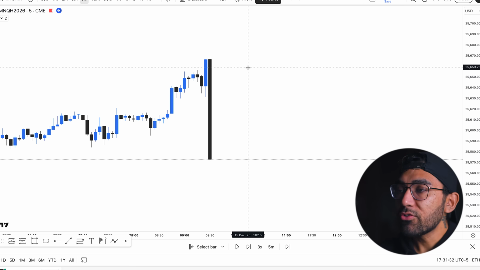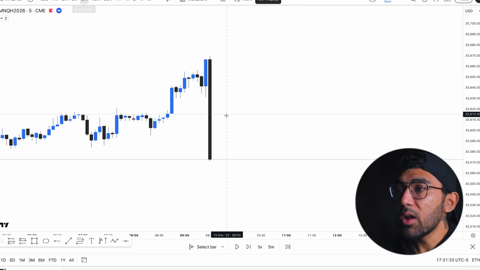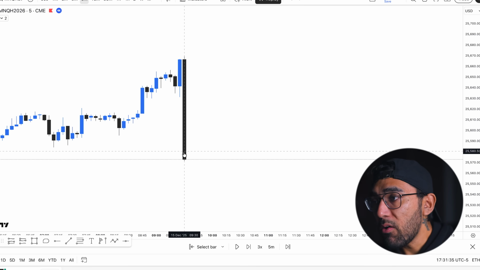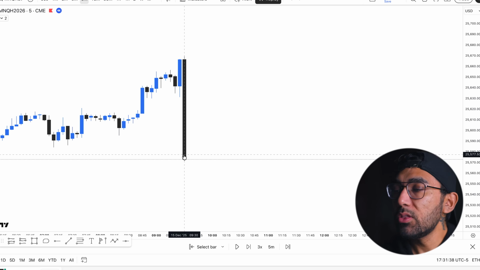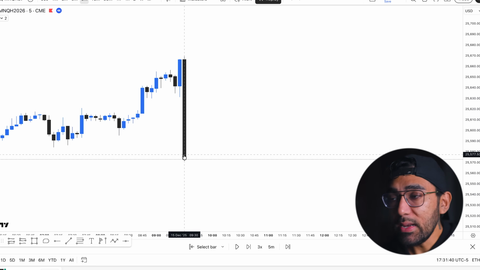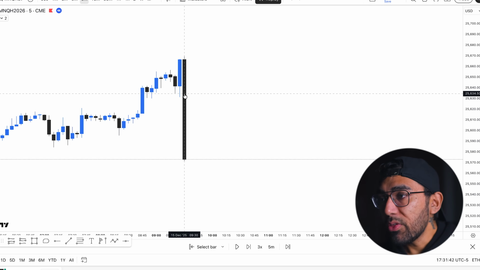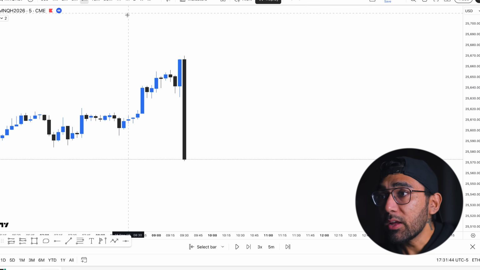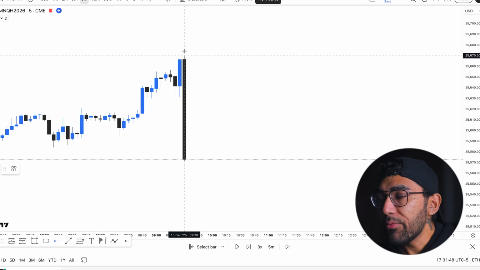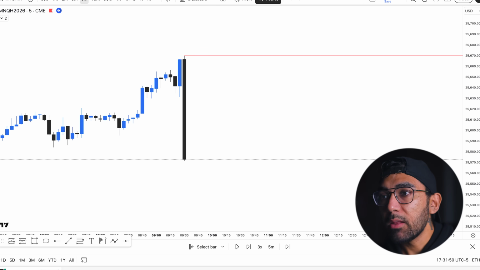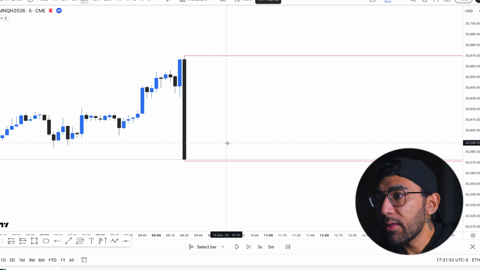So I'm on the NASDAQ chart right now. It's the 5-minute time frame as mentioned. And this bearish candle here is our culprit. It's the 930 candle. This is the one we need. So once the 930 candle has printed, we are going to go ahead and get our horizontal tool and mark out the high like this. And I'm just going to go ahead and mark out the low like this.